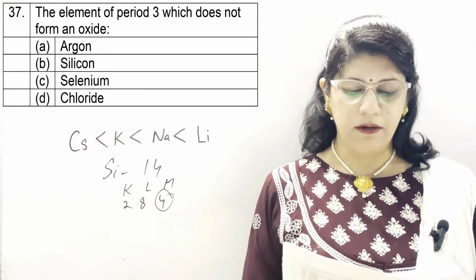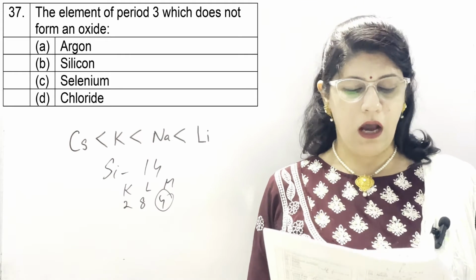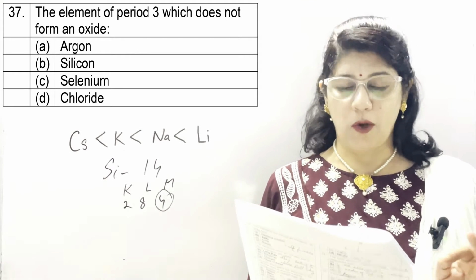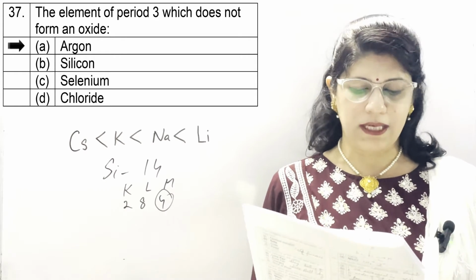Question number 37. The element of period 3 which does not form an oxide. Options given are argon, silicon, selenium and chloride. Correct option is argon because it is inert in nature, so it does not form an oxide.